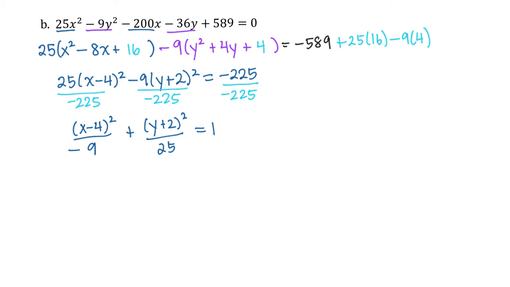The center is 4, negative 2. The x radius is 3. The y radius is 5. This negative is just telling you which way the hyperbola is going to open. It's not going to open in the x direction. It is going to open in the y direction because the y is positive. Let me go ahead and graph this.